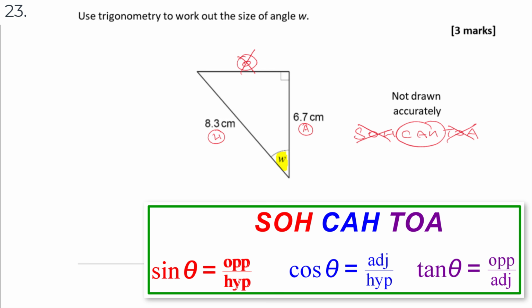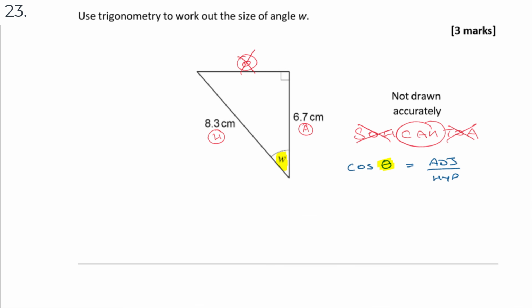So I'm going to write down the full cosine formula. Cos theta is equal to the adjacent over the hypotenuse. Now when you remember the trigonometric formulas, remember them with the placeholder for the angle. Don't forget about the theta, because lots of students make errors subbing into these because they just write cos equals rather than cos theta and don't know where to stick their angle. So cos theta is equal to adjacent over hypotenuse.